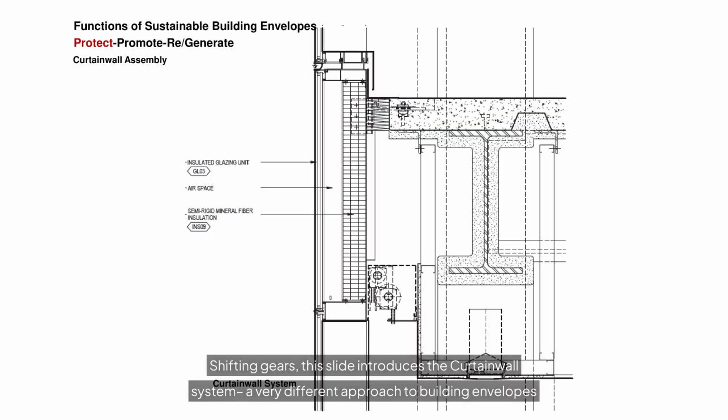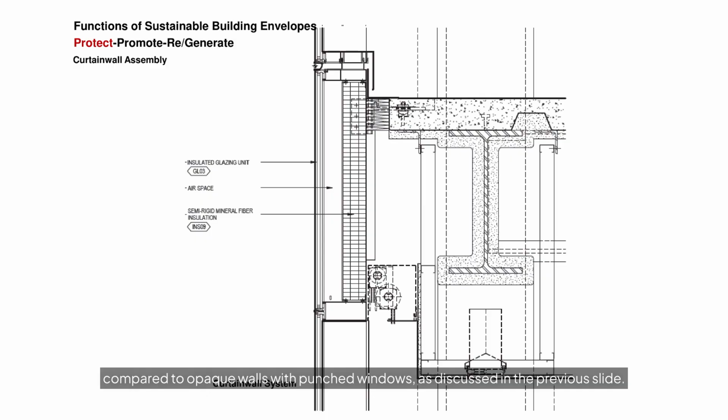Shifting gears, this slide introduces the curtain wall system, a very different approach to building envelopes compared to opaque walls with punched windows, as discussed in the previous slide. A curtain wall is a fully engineered cladding system that is typically all glass, glazed, or a mix of glass and opaque panels assembled within perimeter metal frames. It hangs on the building structure like a curtain, hence the name.